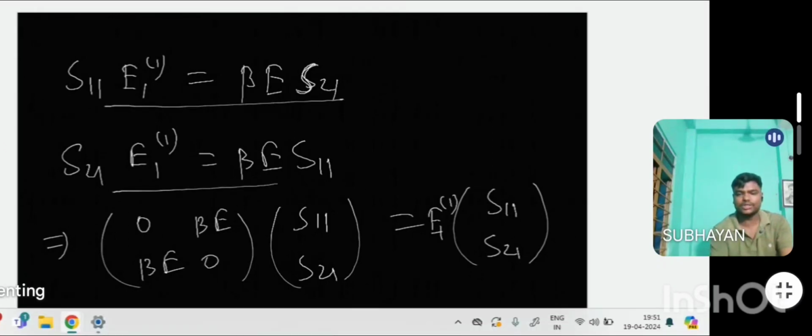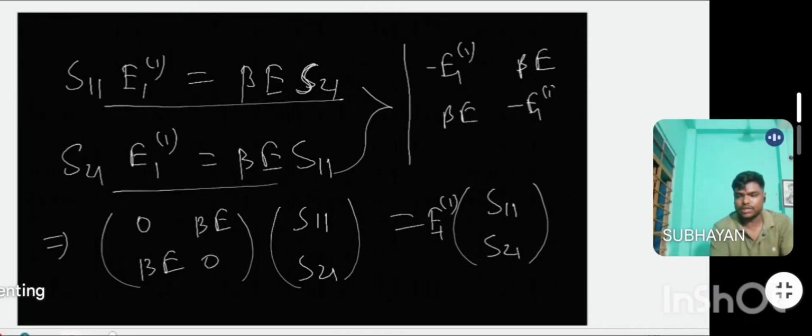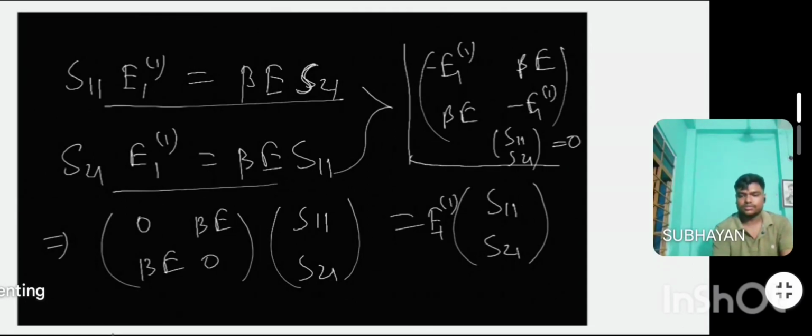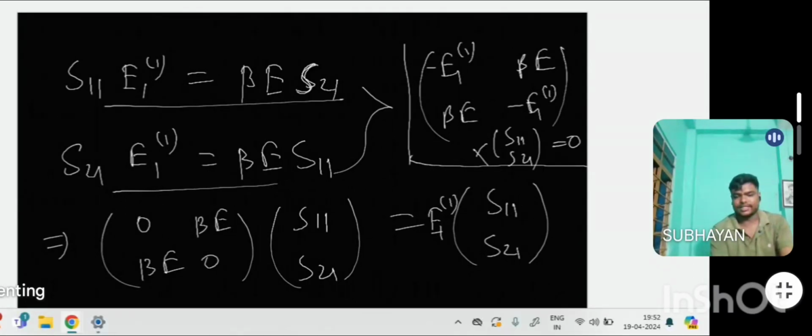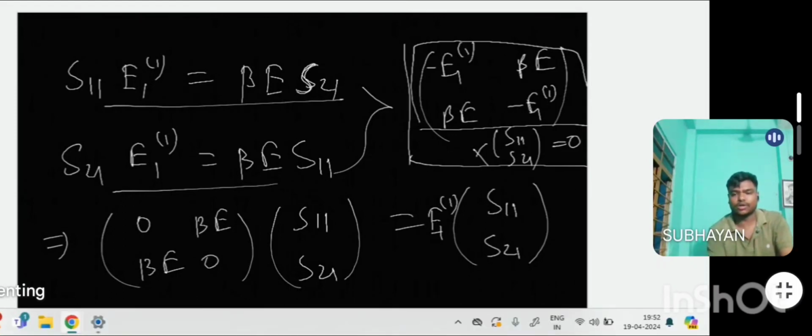These two equations can be written in the matrix way. So this is an eigenvalue equation. This is an eigenvalue equation. You can write minus E11, beta E, beta E, minus E11 multiplied by S11, S21 equals 0. Okay, you can take this on the left hand side and after the matrix operation you can find this one. So this is the eigenvalue equation of this matrix and you can find two values of E11.